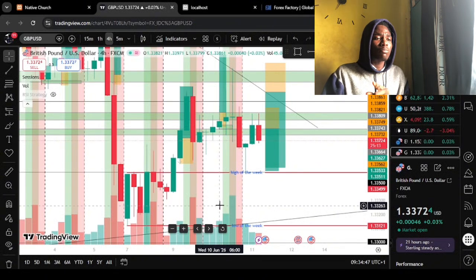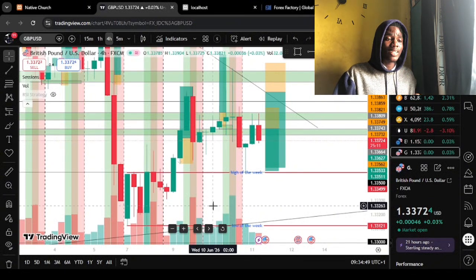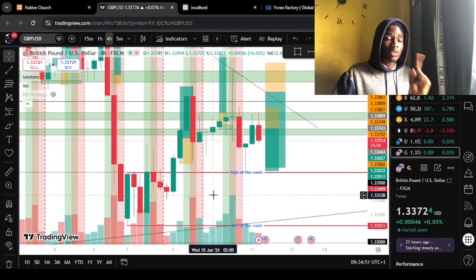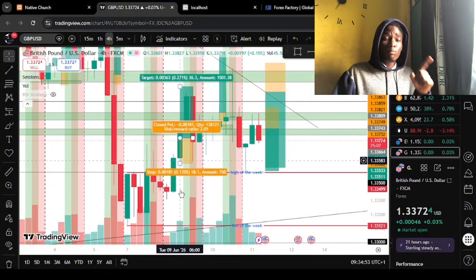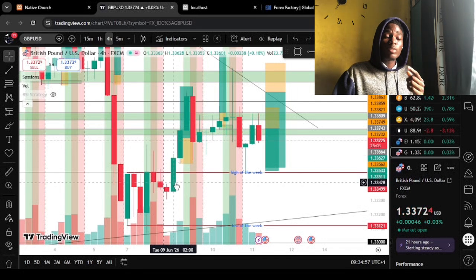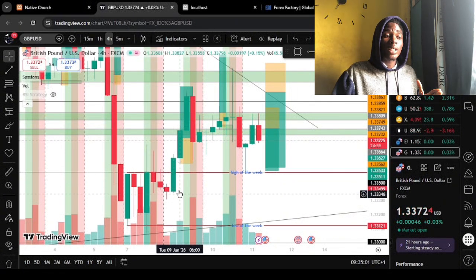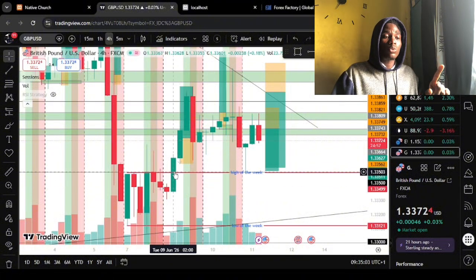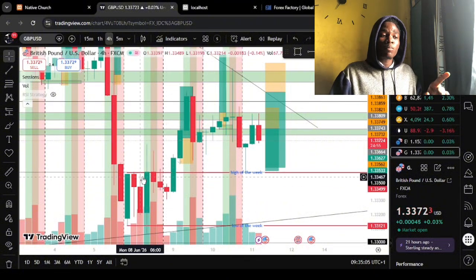And how I determine my directional bias for the week is by the first candlestick to close bearish or bullish. If it is going to be a bullish week, we are going to have a bullish candlestick close above the high of the week.